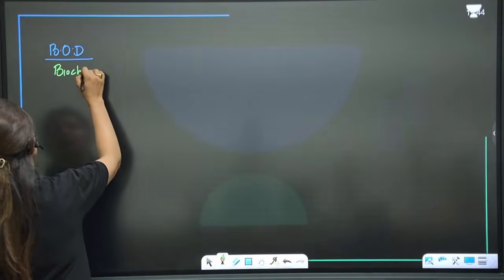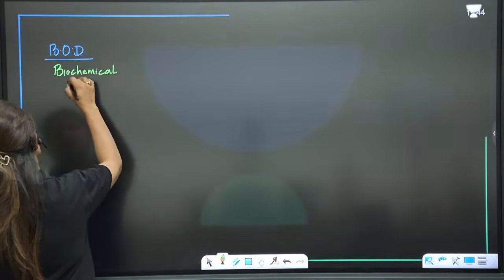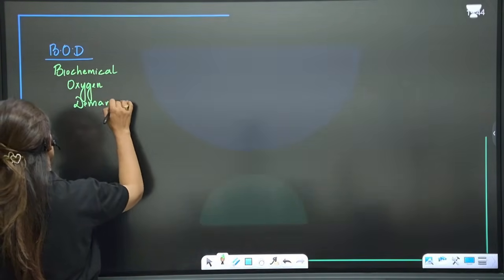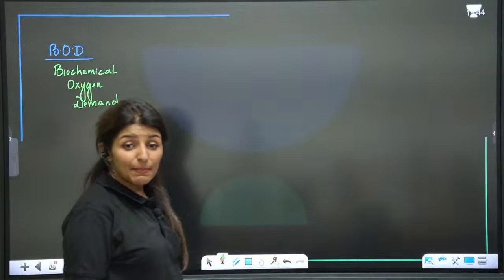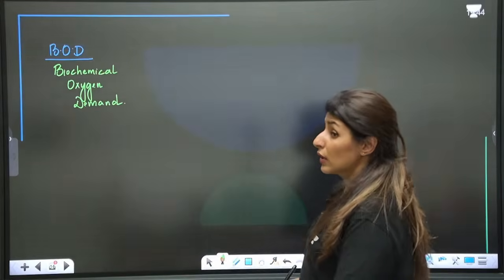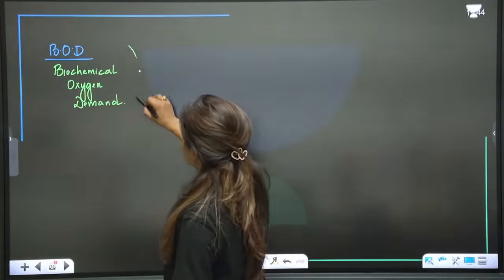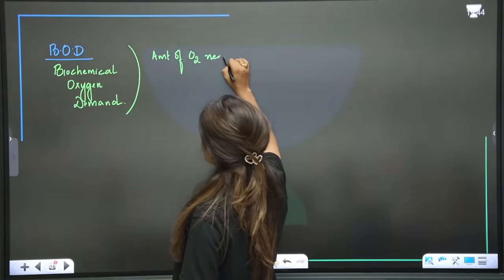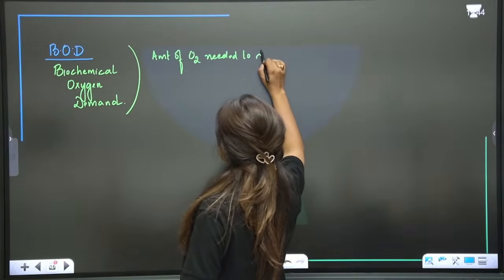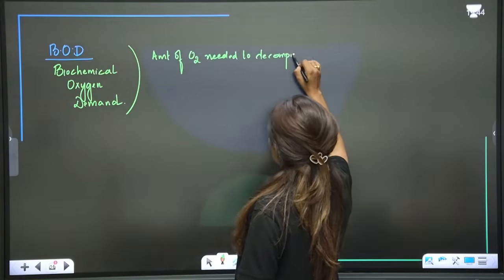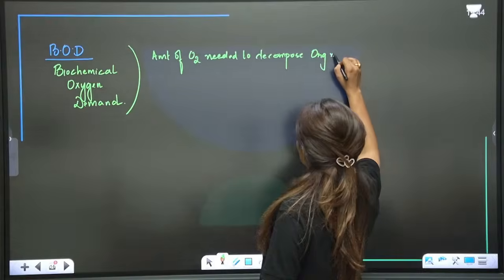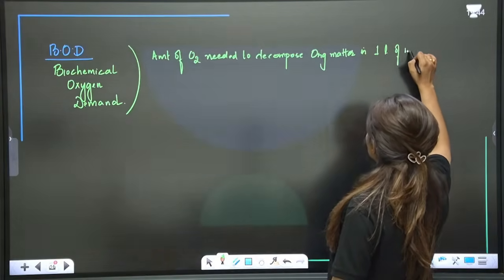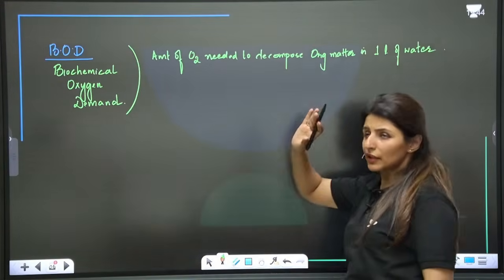This is biochemical oxygen demand. Is it clear? So what is biochemical oxygen demand? In biochemical oxygen demand, guys, it is the amount of oxygen needed to decompose organic matter in 1 liter of water. This is the definition, the theoretical part that you must know about.